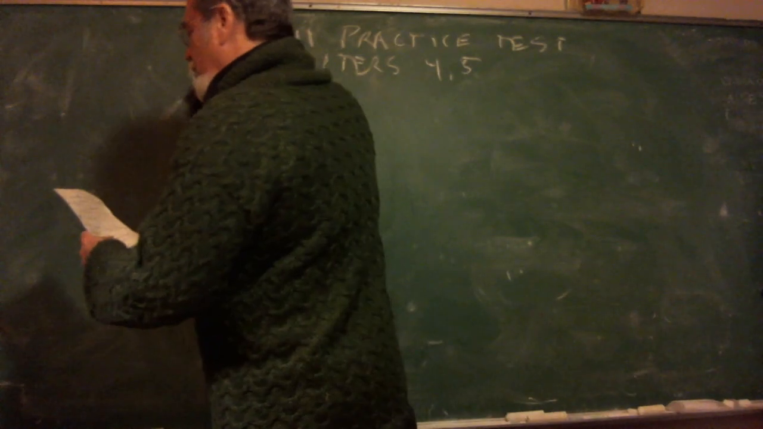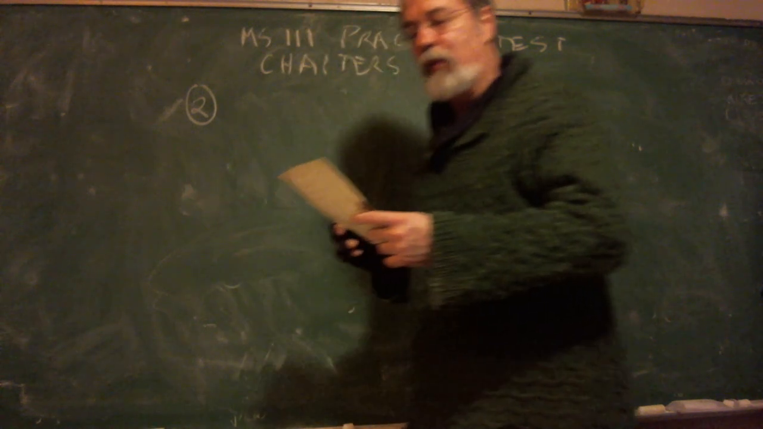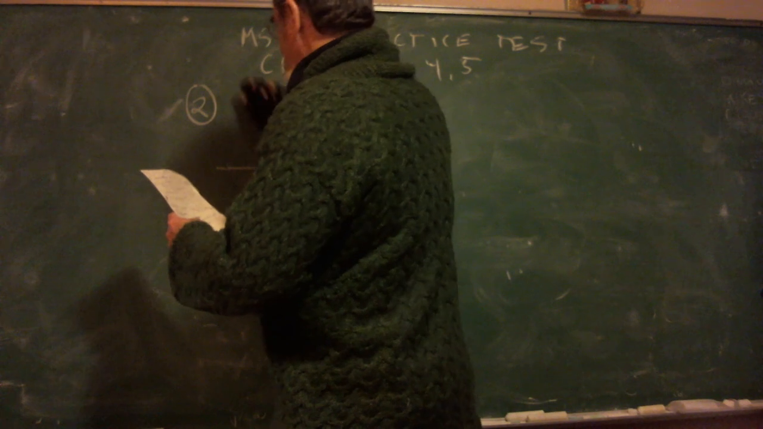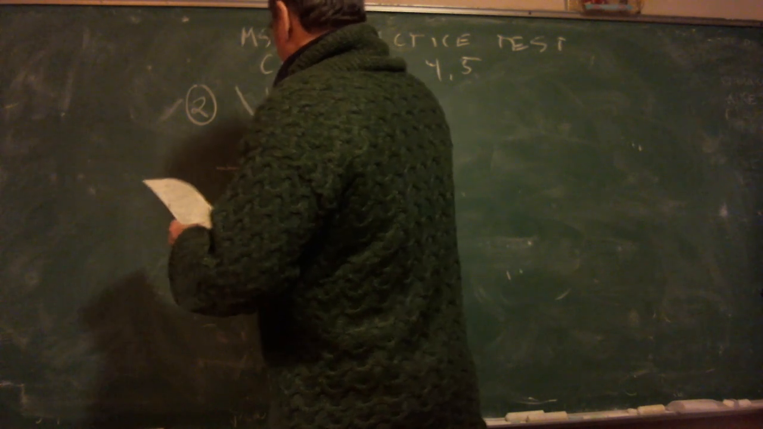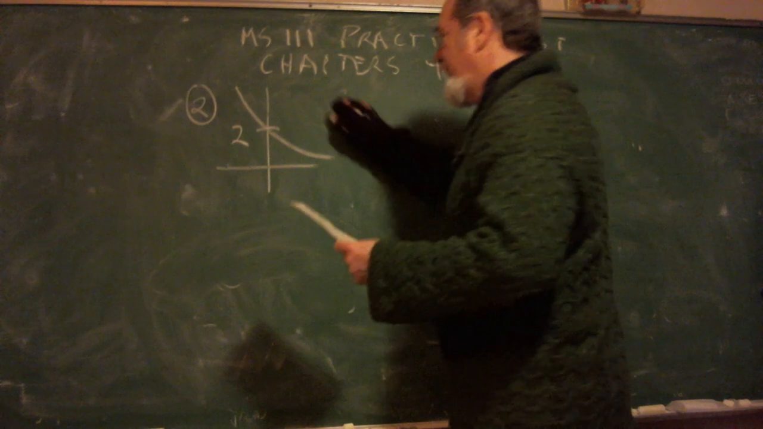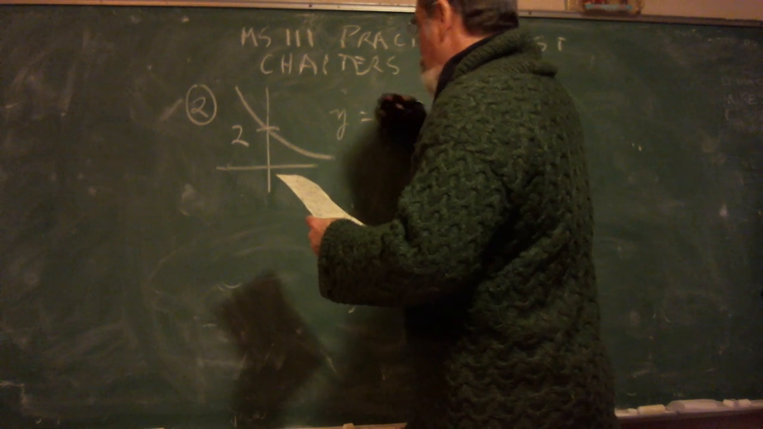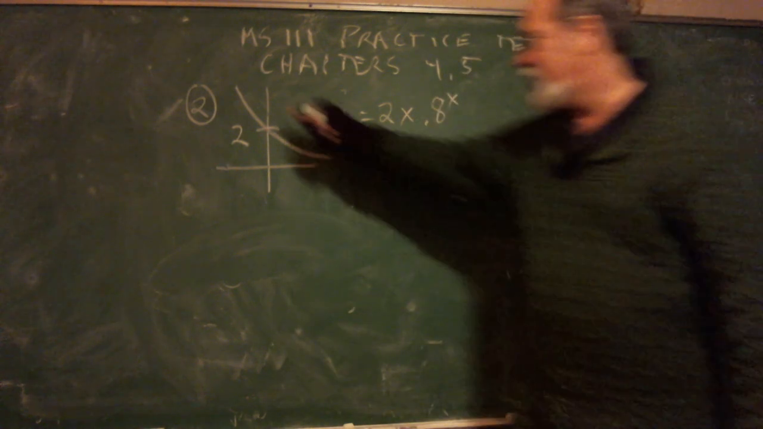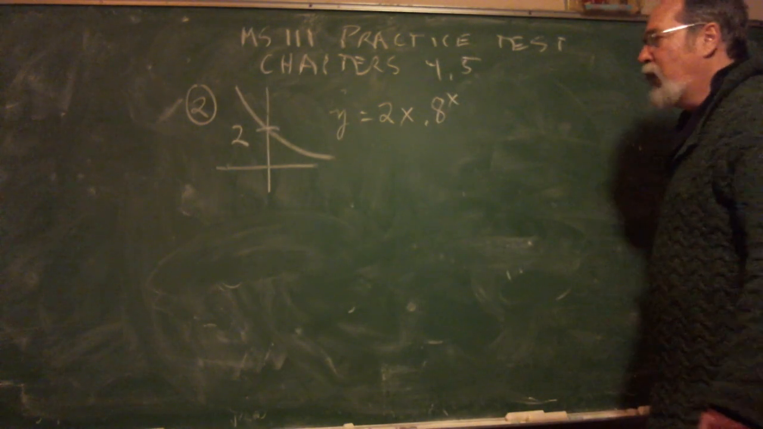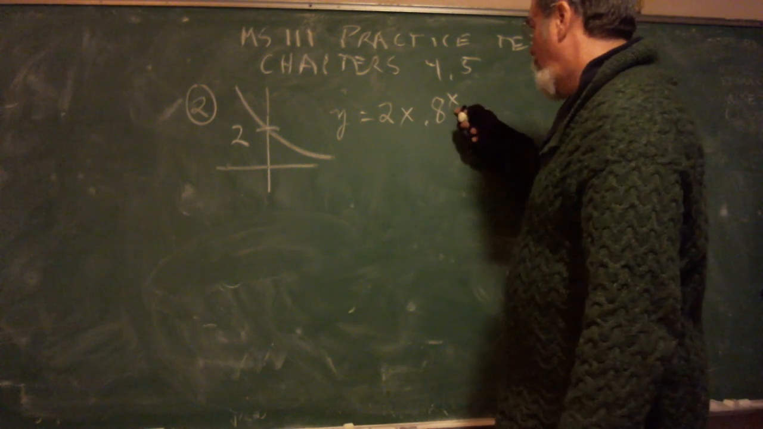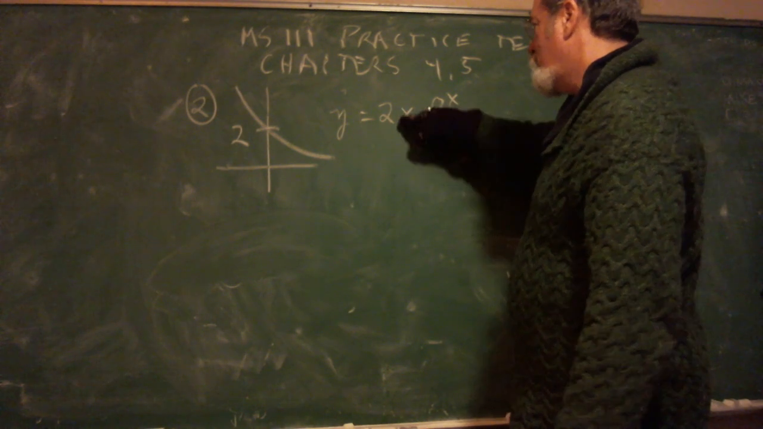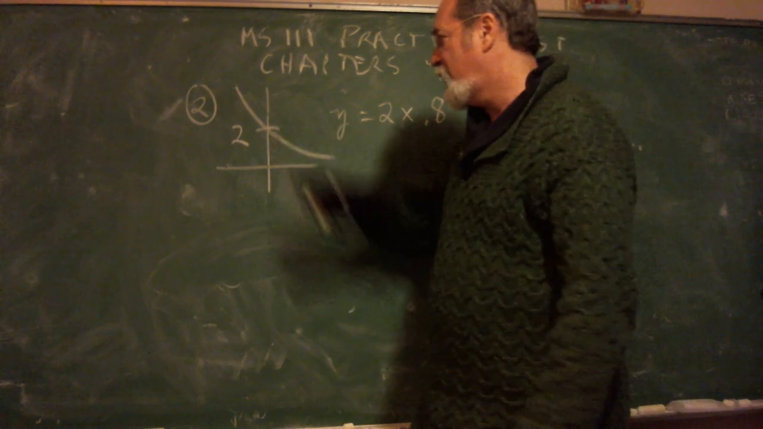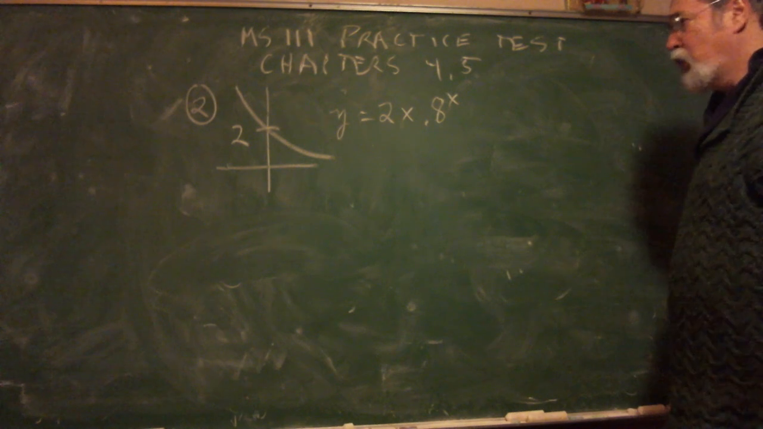Problem 2 was a little story problem. And the only graph that possibly matches is the one that starts here, goes through 2, and it has the equation y equals 2 times 0.8 to the x. You have to have a base less than 1 to get this decay looking curve. When x is 0, I get 2 times 1. So I have a point right there at 0, 2.